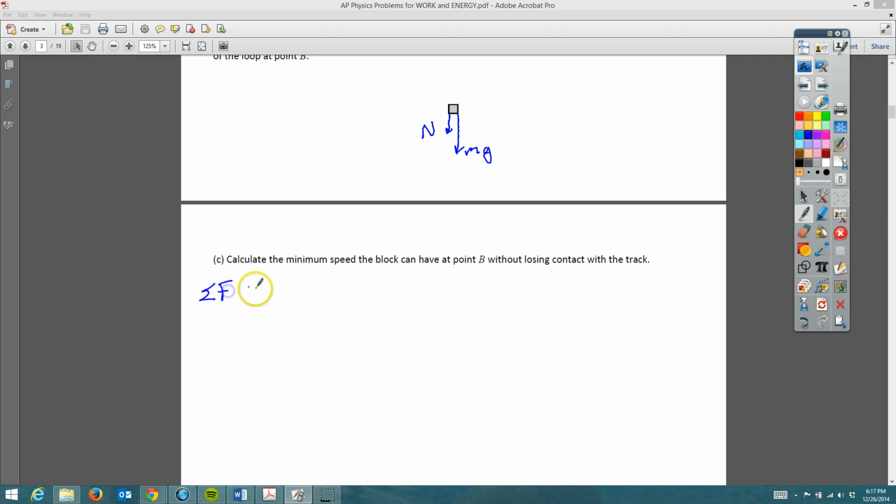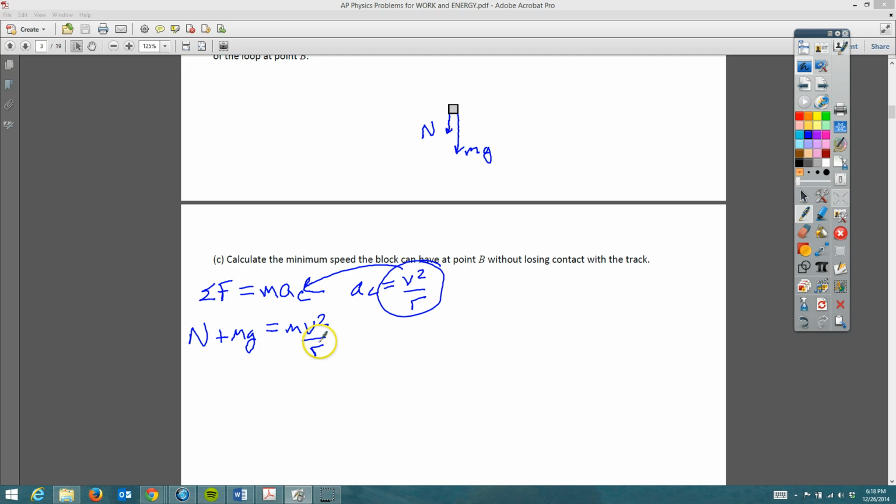So the sum of the forces are equal to the mass, because this thing is going around a circle. We have to remember that it is m a_c, where a_c, if we remember, is equal to v squared over r. So let's think about the forces that are going down. The two forces going down are the normal force plus mg, and that would be equal to m times v squared over r, because remember we're taking this v squared over r and plugging it in for a_c. Now we have a really good equation that we can use, and they want us to find the velocity.